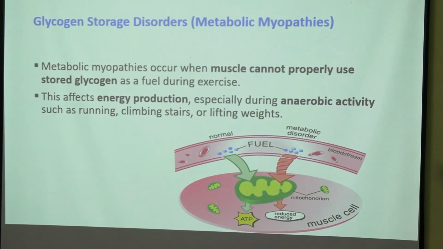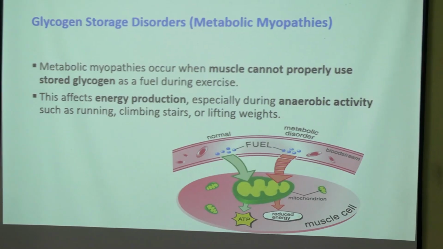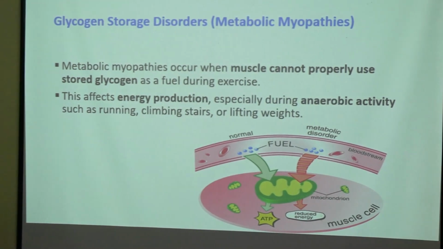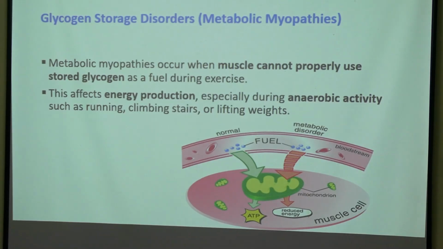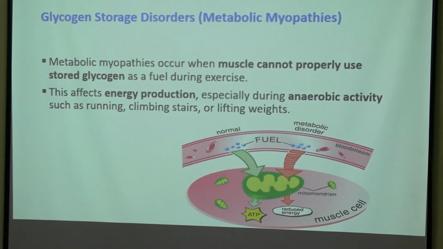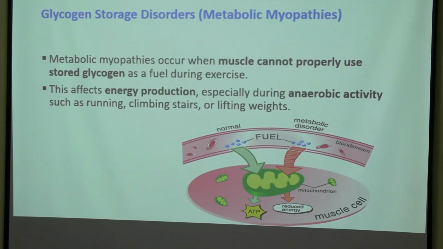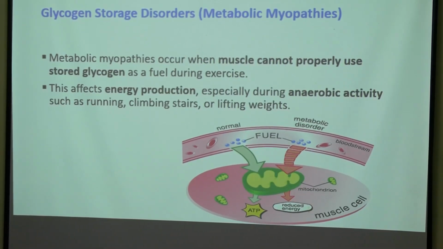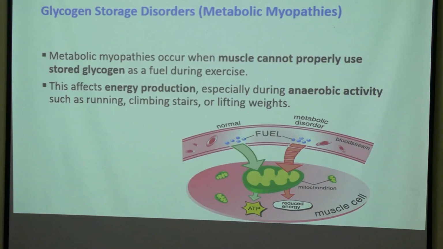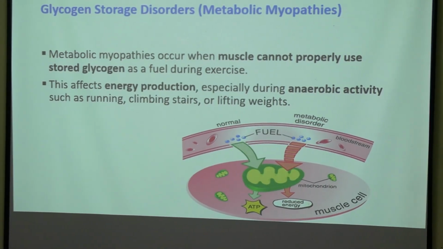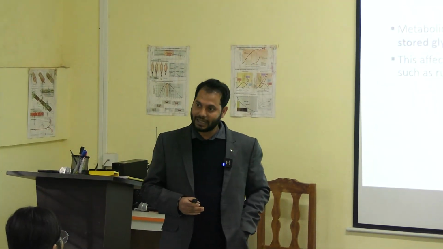Another important type of myopathy is metabolic myopathies. So we know for the muscle contractions there is an important source of energy, right? And that source of energy is utilized by the muscle cell during muscle function. Now in metabolic myopathies, we'll see that the energy source is not utilized properly by that particular muscle cell.